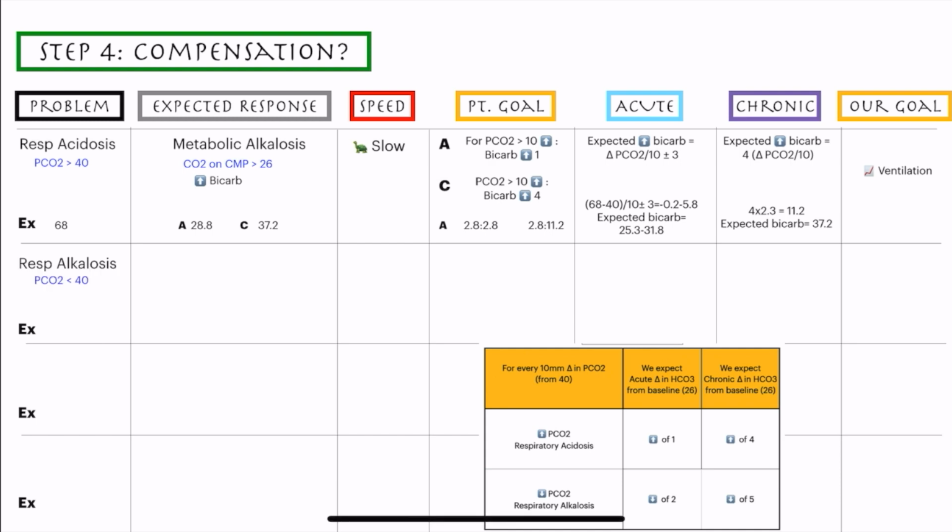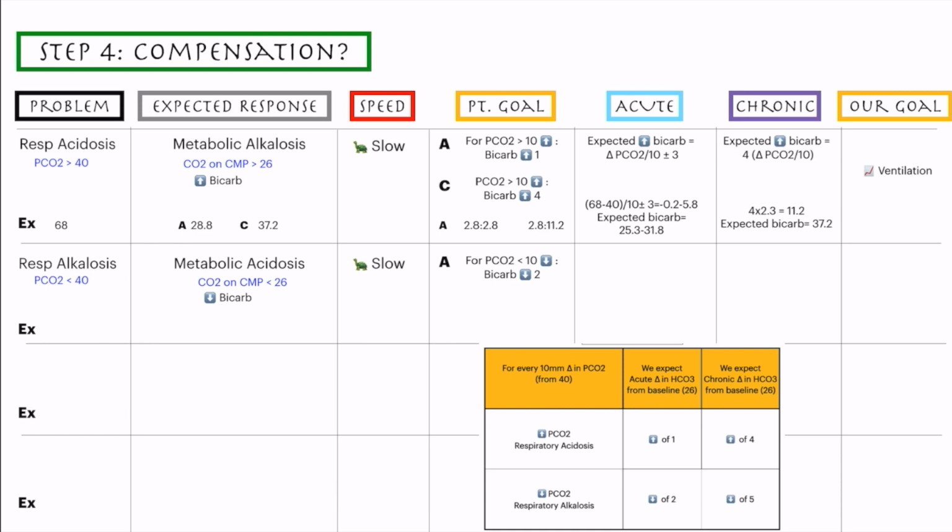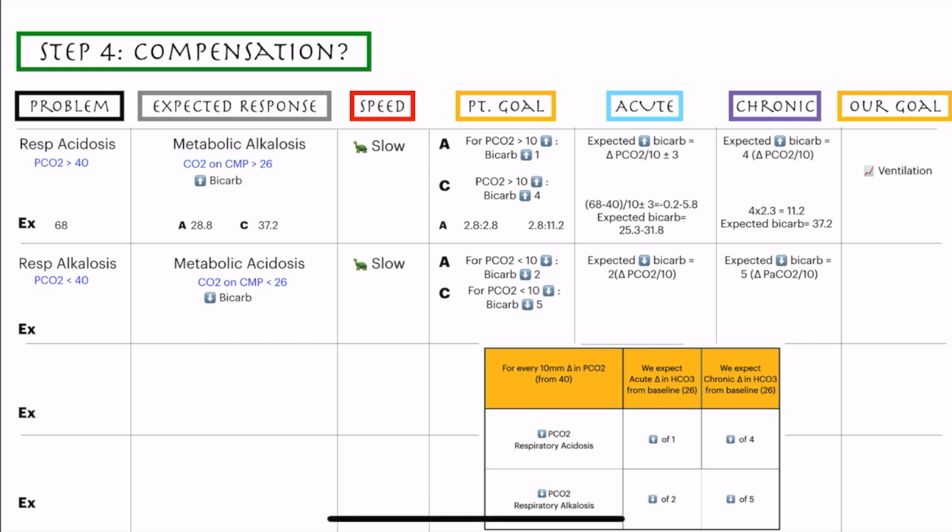All right, let's move on to respiratory alkalosis. Your PCO2 is less than 40. You have a metabolic acidosis as what you anticipate for your patient to do. This is also a slow process because the kidneys aren't fast. This is our correlation equation. For every drop of 10, you're going to see a bicarb drop of 2 in the acute. For chronic, it's going to be a factor of 5 times that. Your equation is 2 times the change in PCO2 divided by 10, and your chronic is 5 times that, essentially. Our goal is to decrease ventilation. This is somebody who's hyperventilating. We want to slow them down.